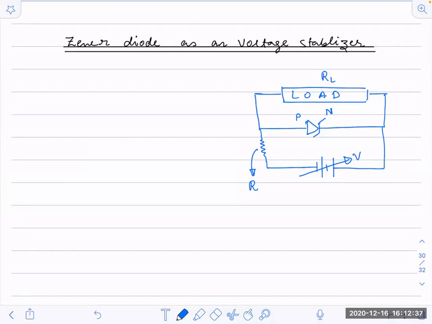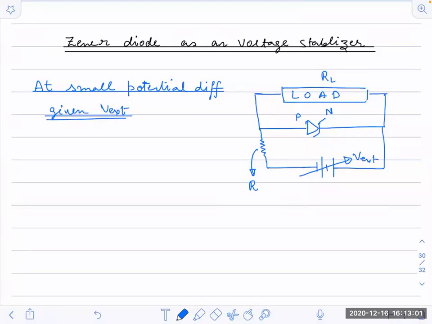If I ask you, at a small potential difference given by an external source, if the external voltage value is small, will a huge current flow or will a small current flow through the diode? So I can say only a small current will flow. A small current only flows if this voltage is very, very small.